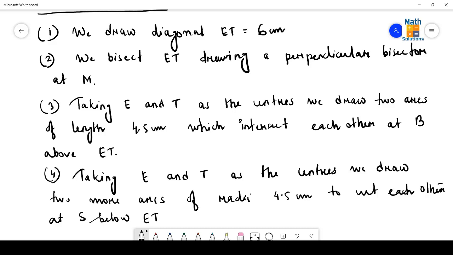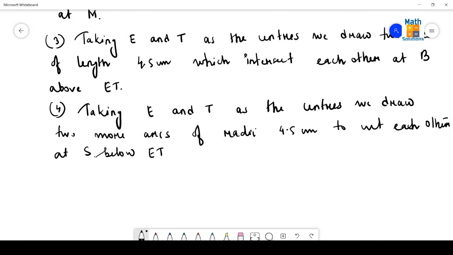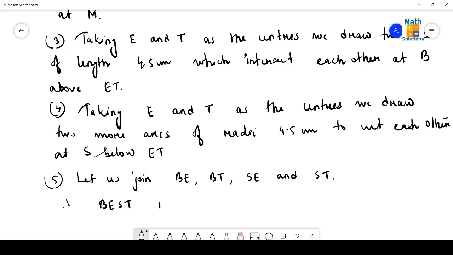Then after, what do we get? Point number 5. Let us join BE, BT, SE and ST. Therefore, BEST is the required rhombus. And with this exercise gets over. Thank you.